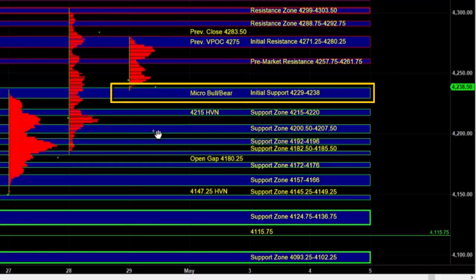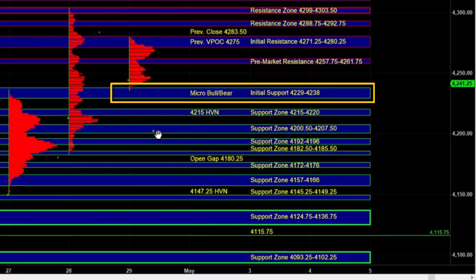A break and hold below 4200 half would serve as an intraday bearish confirmation, which could then result in a push down into 41.92 to 96, as well as yesterday's RTH low at 41.82 half to 85 half. And a break below 41.82 half would just further confirm the intraday weakness, and that can then result in hitting the open gap at 41.80 quarter.